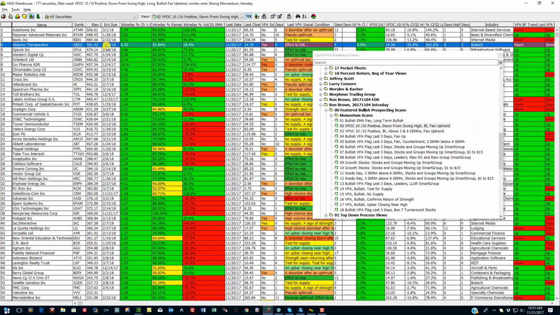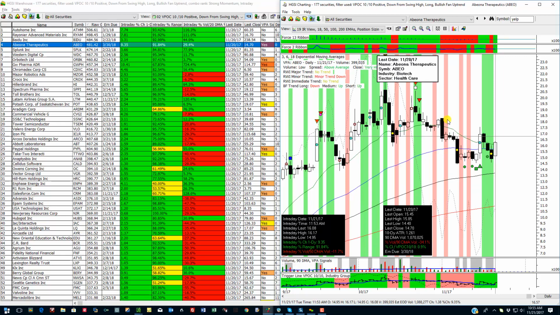Okay, let's look at another one. ABEO, I don't know what this one is. It's a very loose chart. What you're going to find is you're going to find a lot of junk. By junk, I mean stocks that are extremely loose, and you aren't going to want to trade most of them anyway.